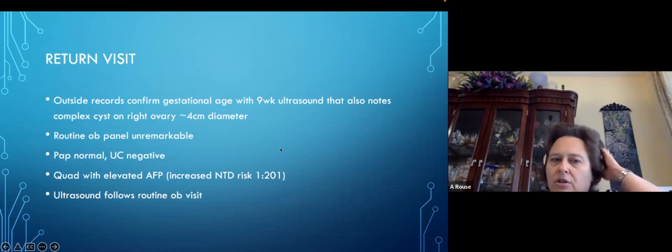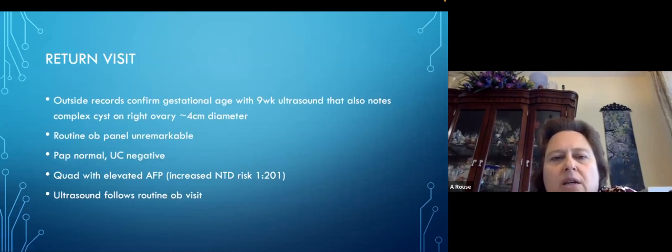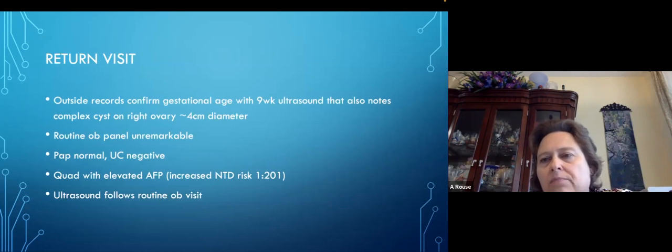So you get her records later that day or at her next visit, and it confirms that she has appropriate dates consistent with a 9-week scan, and they saw a complex cyst on the right ovary. You don't have images, you just have the report. The lab panel otherwise is unremarkable. Her pap smear was good. Her culture that you ended up sending was negative. She did have a quad screen that ended up being an elevated amniotic fluid protein. So that gave her the reading of an increased risk for a neural tube defect.